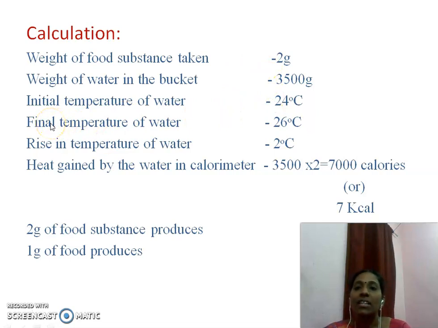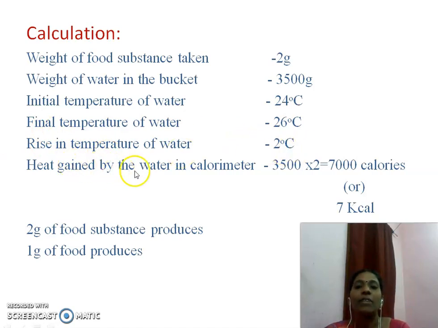Next, the final temperature of the water. When the sample started burning, it releases heat. So finally, the heat evolved from the food sample will be noted down, and it is absorbed by the water which is present in the bucket. The final temperature of the water is 26 degrees centigrade. Now the rise in the temperature of the water can be found by subtracting the initial temperature of the water from the final temperature of the water. So here the rise in temperature of water is 2 degrees centigrade.